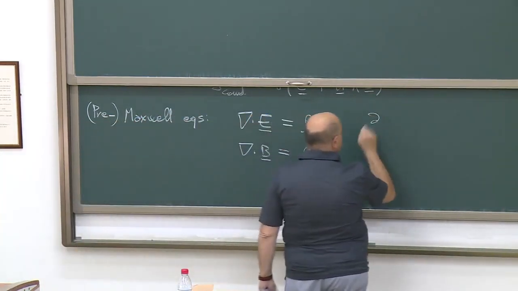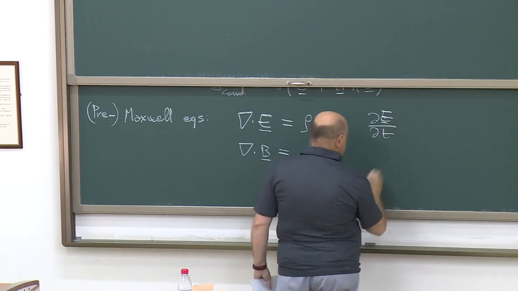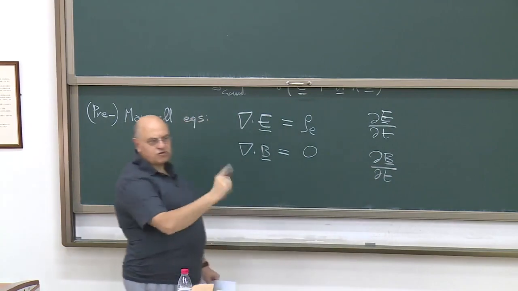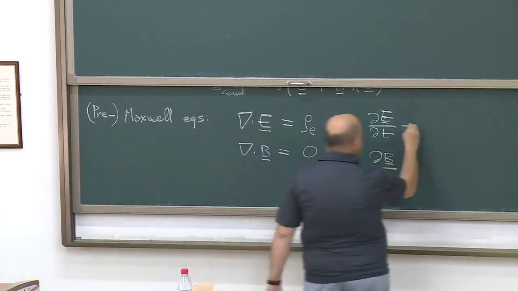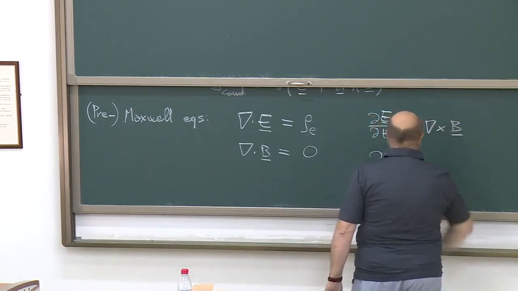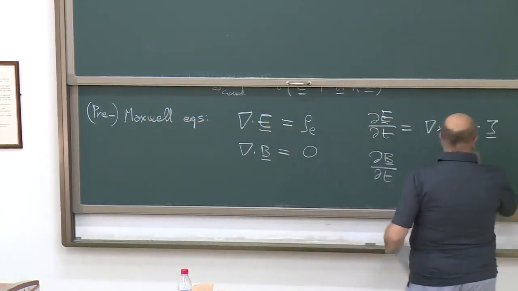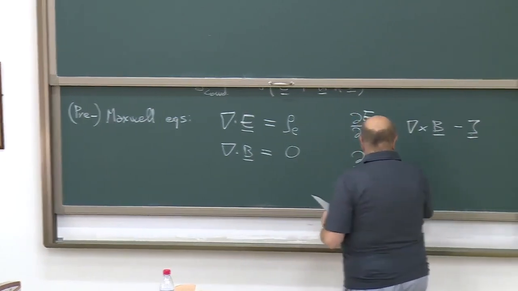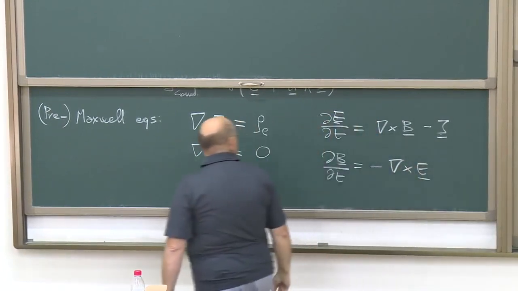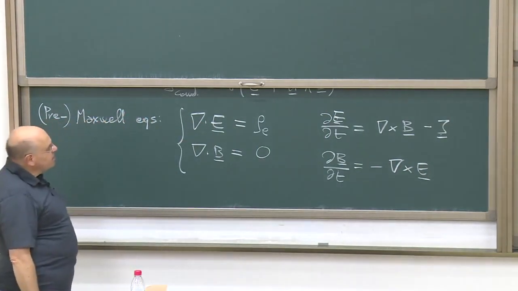And then we have the change in time of E and the change in time of B, and as we know, one talks to the other. So dE/dt is just the curl of B, contrasted by the current, and dB/dt is just minus the curl of E. These are the so-called Maxwell equations.